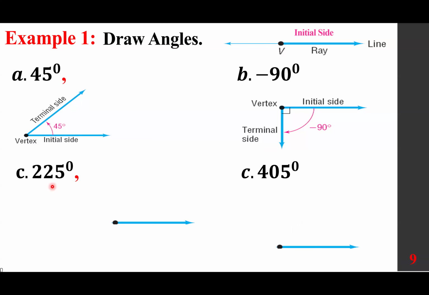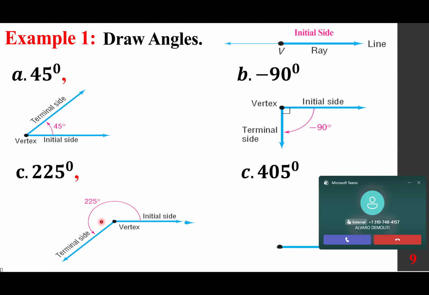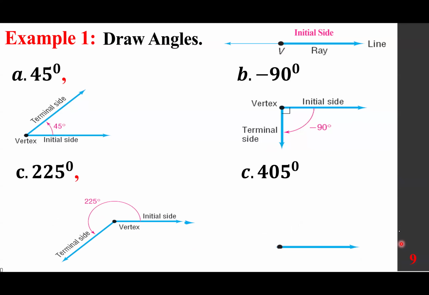225 degrees. So this is the initial side along the positive side of the x-axis. We go this way, it's 180 degrees, and we have to go more by 45 degrees to get to 225 degrees, and it looks like that. So the initial side is along the positive side of the x-axis, and the terminal side is at 225.